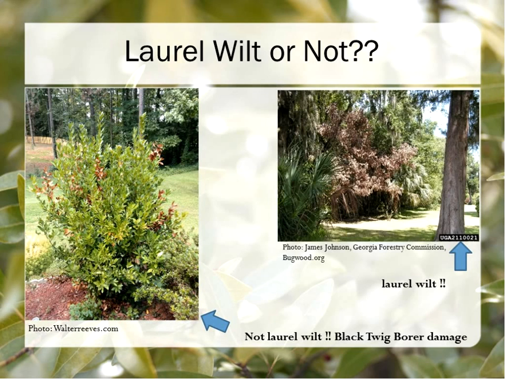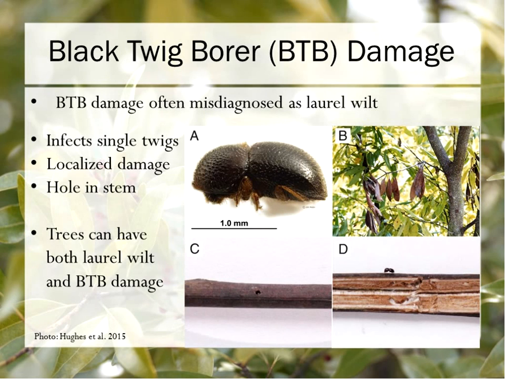So if you see just individual twigs sporadically through the crown, my first guess would be to look for black twig borer. Again, with laurel wilt, it's systemic. You get effects on the whole crown itself. So just to talk about the black twig borer, it is often misdiagnosed as laurel wilt. It's caused by another ambrosia beetle. And again, if you look at letter B, it infects single twigs at once, so you're not going to get the systemic wilt.